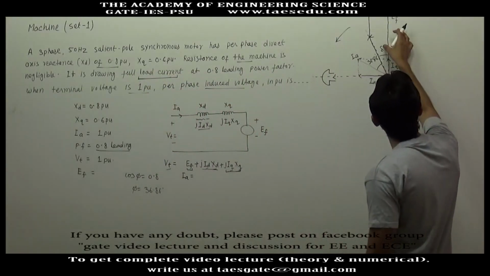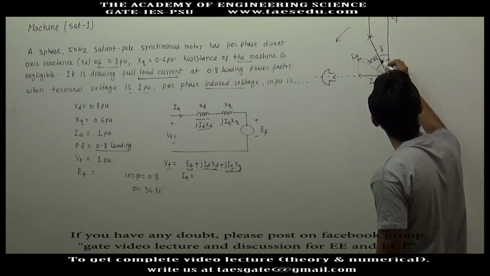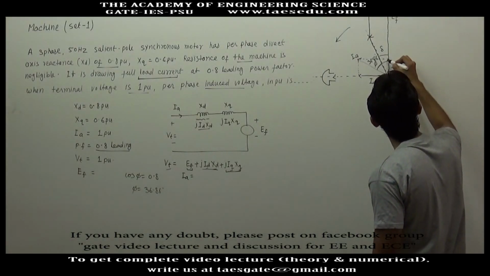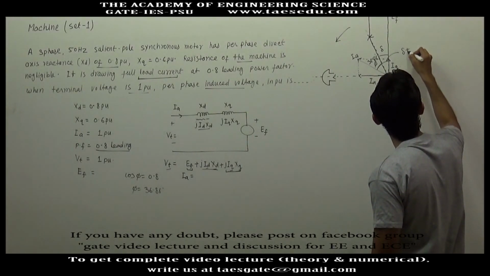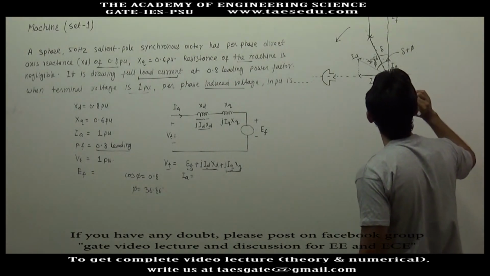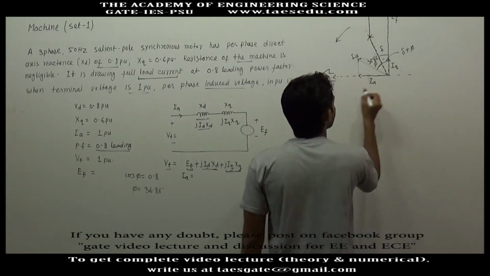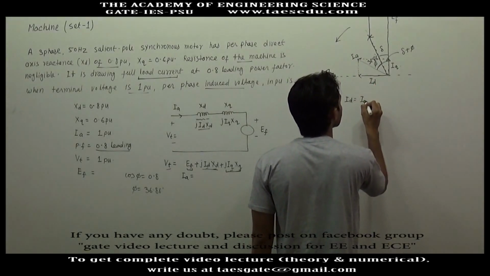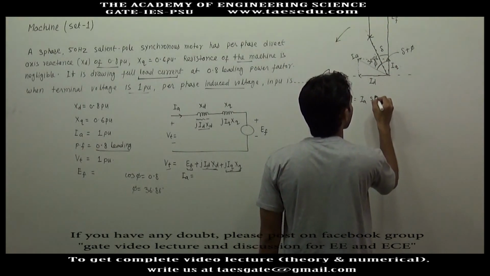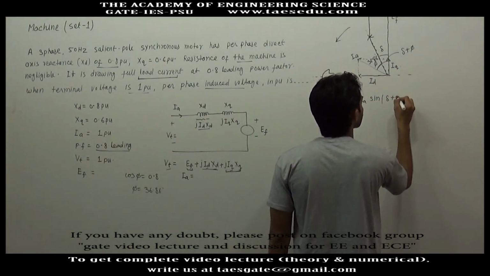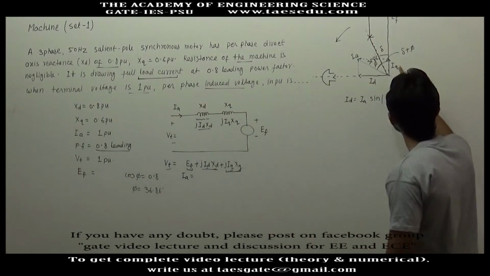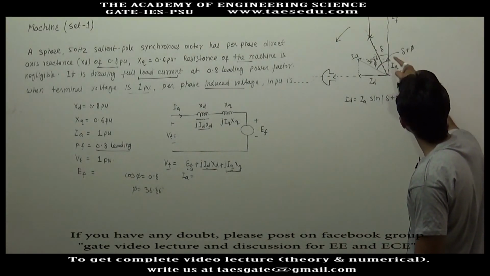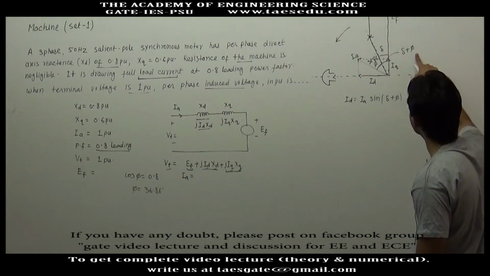Okay, now this angle is delta and this angle is phi. So this total angle will be the arithmetic sum of delta and phi. Okay, so what will be Id in terms of Ia? Id will be Ia sin(delta plus phi). From the phasor diagram you can see that this angle is the arithmetic sum of delta and phi.